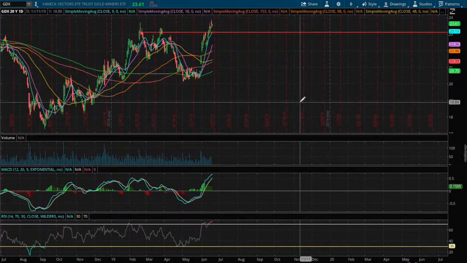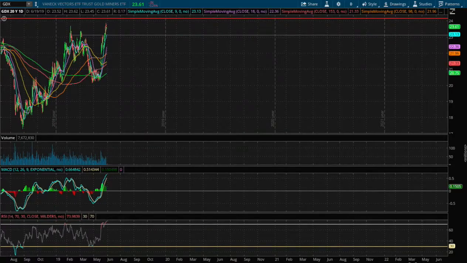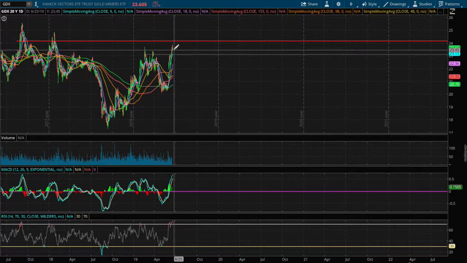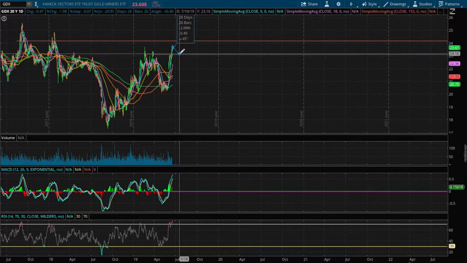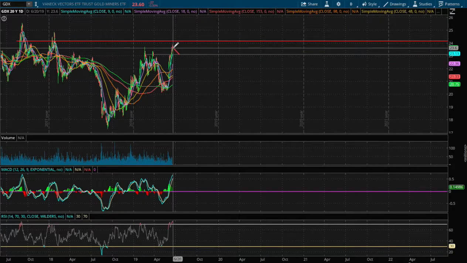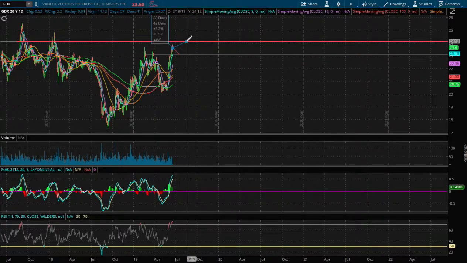$24.18. So if we were to move on lower and test the 9-day moving average, that price movement is about a 2.3% move down, and if we were to move on higher, that price movement is roughly a 2.2% move up.